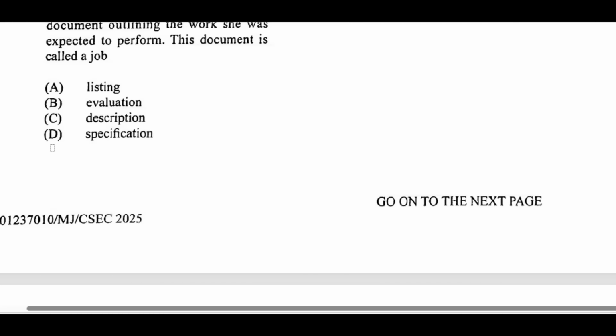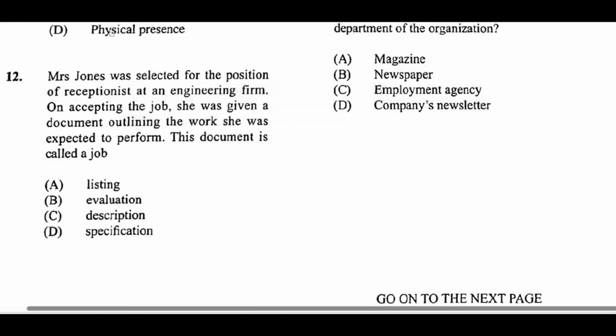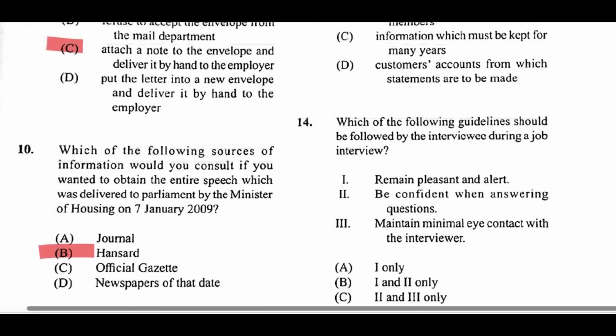12. Number 12 is a repeated question. Mrs. Jones was selected for the position of receptionist at an engineering firm. On accepting the job, she was given a document outlining the work she was expected to perform. This document is called a job description. A job description is a document outlining your duties, roles, and responsibilities on that particular desk. So the answer is C. Let's go to 13.